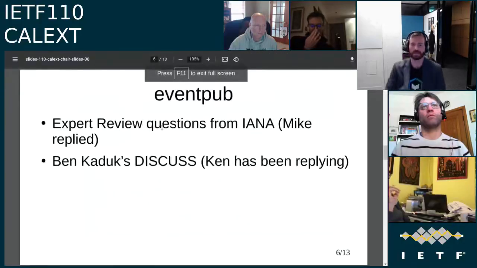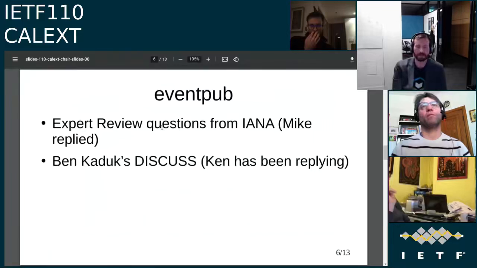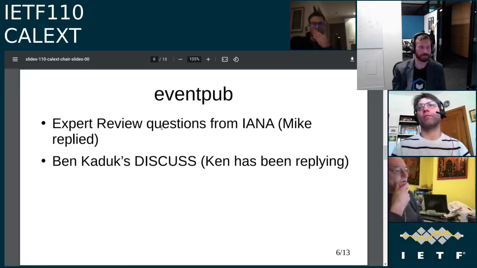All right, next slide was Event Pub. There are questions from expert review and a discuss from Ben Kaduk. The one question I have on this one is, what am I going to do about the ABNF for one thing? Because the tide seems to have shifted. Do I put it back to the 5545 format? Does it matter? And should I resubmit with a new version?